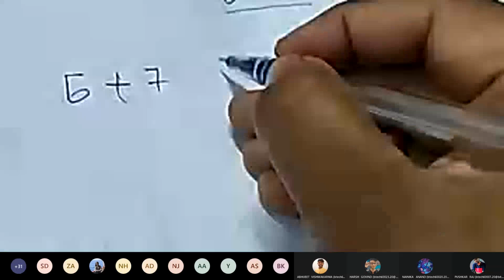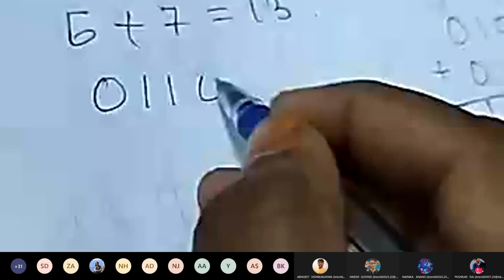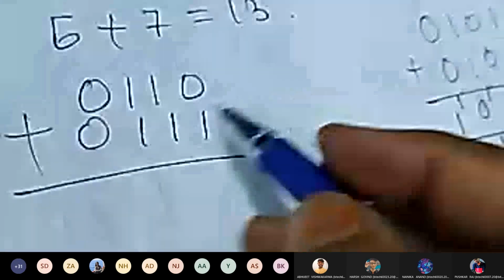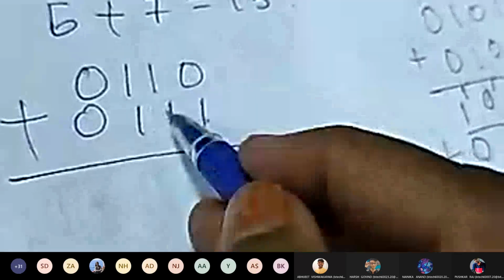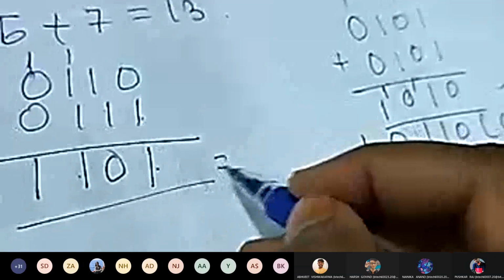Now we will do one more thing. Suppose I am writing 6 plus 7. So 6 plus 7 is how much? 13. Okay. So write the 6 value, that is 0, 1, 1, 0, and 7 is 0, 1, 1, 1. Now we will add it. 0 plus 1 is 1, 1 plus 1 is 0 carry 1, 1 plus 1 plus 1 is 1 carry 1, and here it is 1. So what is the value of this? 8 plus 4, 12 plus 1, 13. That means it is 13.